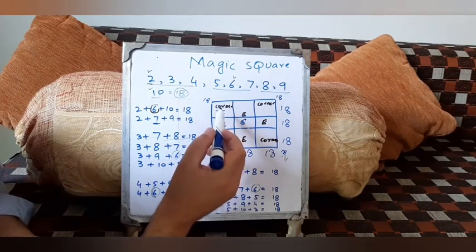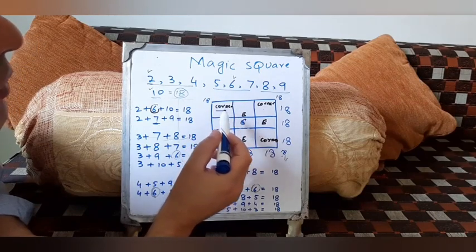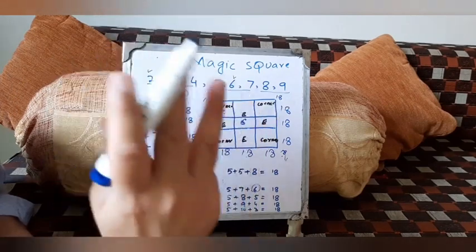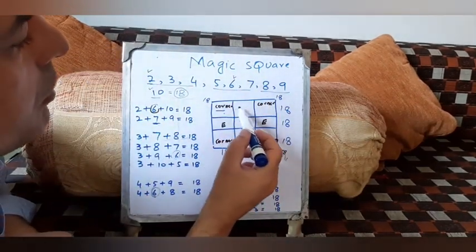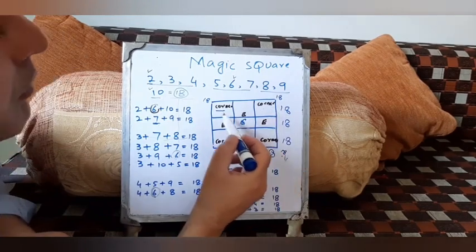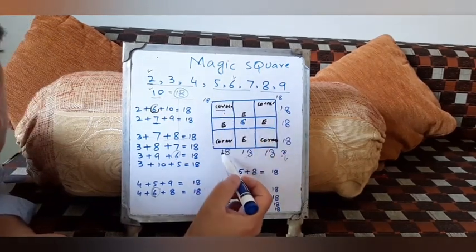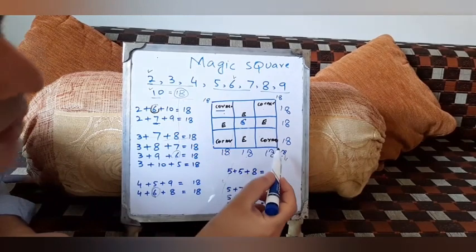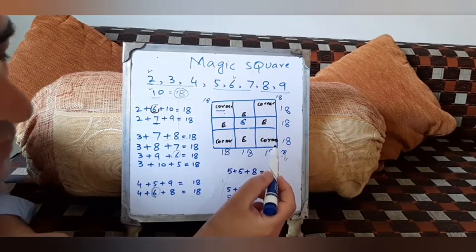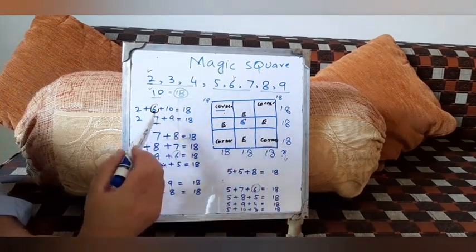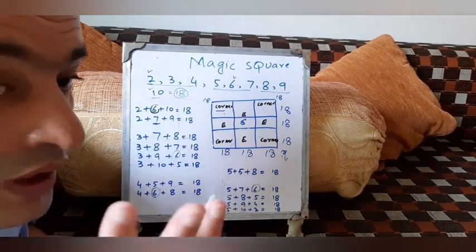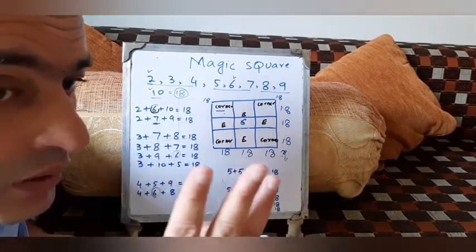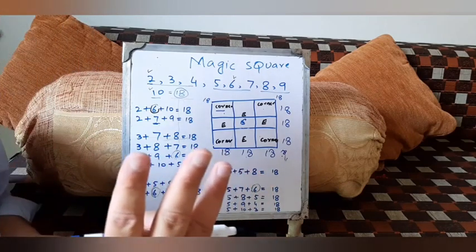Now this number which would come here in the corner would be involved in three different sums. It would be involved in this sum, in the column, and the diagonal, in three different sums. It means this number should be present in the sums of three different digits. You understand?